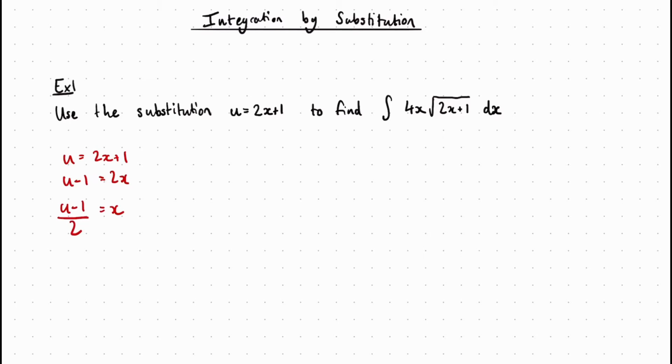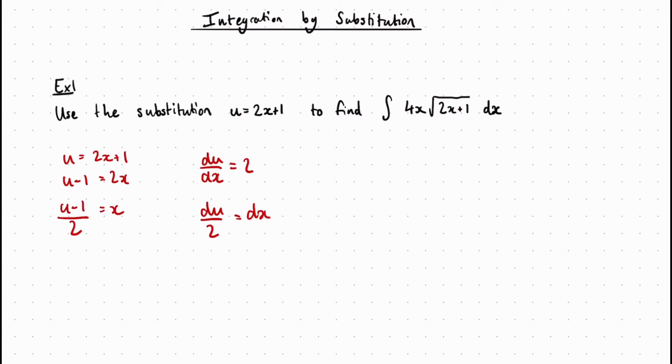To get rid of the dx, we're going to differentiate our u equals 2x plus 1 to get du over dx, and then rearrange that to find out what our dx term is so that we can replace it. So if u is 2x plus 1, du over dx is just 2, and rearranging this you get du over 2 is dx. So we can replace our x with u minus 1 over 2, and our dx with du over 2, and our 2x plus 1 with just u.